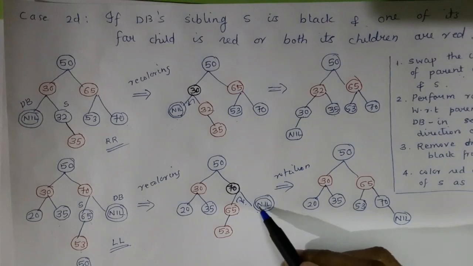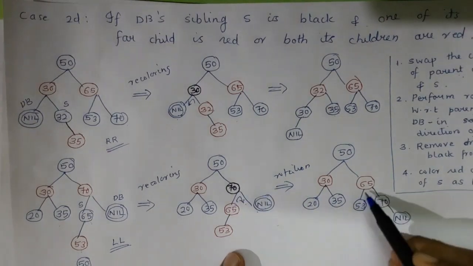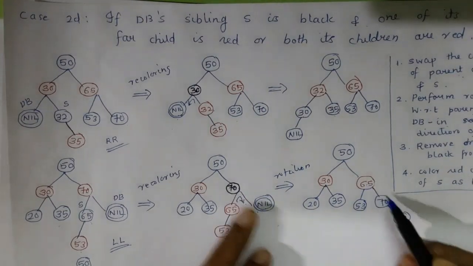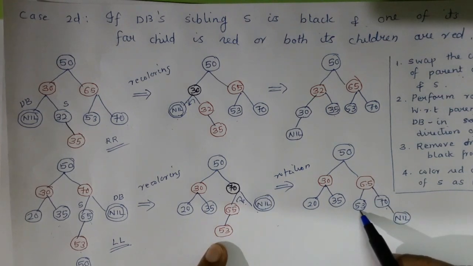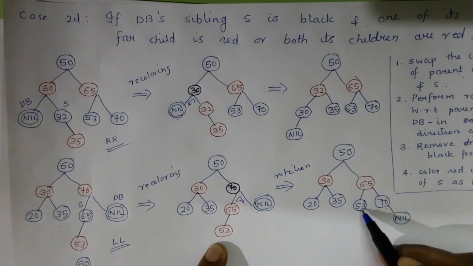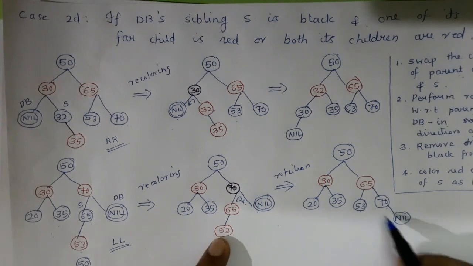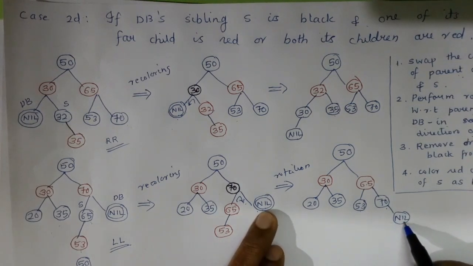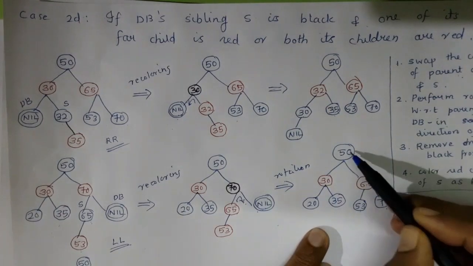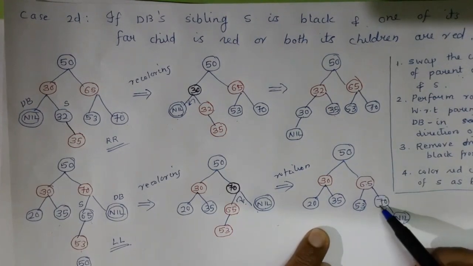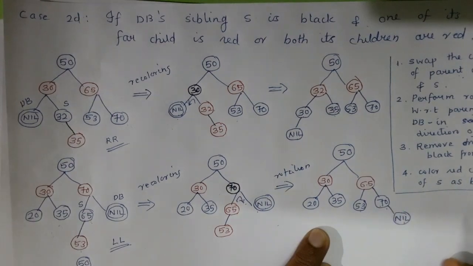So for the rotation, pull from this side: 65 moves up, 70 moves down, then 53 is the left child of 65. Then we recolor 53 as black and remove one black from the nil node. And this is a red black tree. In this path one black node, here also one black node, here also one black node, and here also one black node. So we resolved the issue.